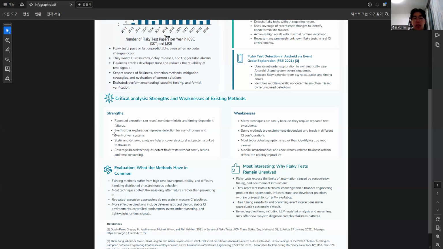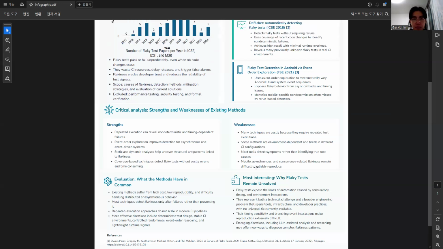However, there are also clear weaknesses. Many methods are expensive because they require repeated executions. Several approaches depend heavily on the environment and break under different CI configurations. Most tools detect symptoms rather than true root causes, and mobile, asynchronous, or concurrency-related flakiness remains extremely difficult to reproduce because of its nature. These trade-offs show that while we have many tools, none of them fully solve the problem.